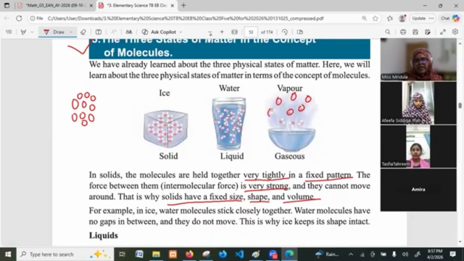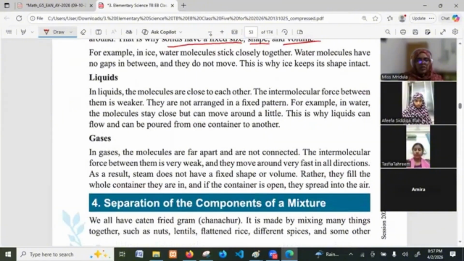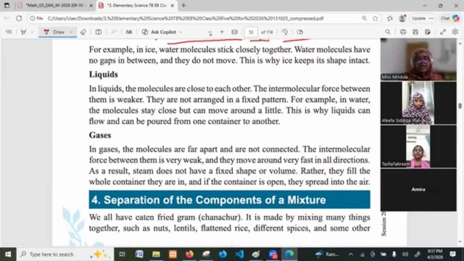Okay, and the last one, as you can see, গ্যাসের মলিকিউলের মধ্যে অনেক গ্যাপ. Okay, they can just roam here and there. So that's what they will say, that in gases the molecules are far apart, অনেক দূরে দূরে, and are not connected, and they don't have any kind of attraction force. The intermolecular force between them is very weak. They move around very fast in all directions. ওরা ছোটাছুটি করে, okay? Like mosquitoes, they fly here and there. They can't stay still in a place.